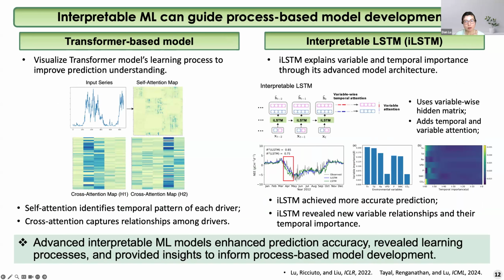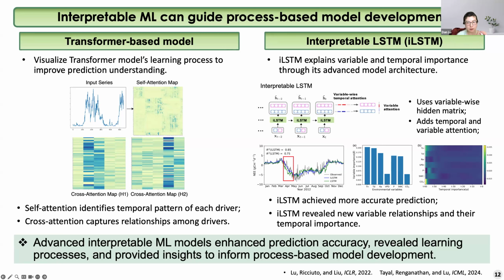As we know, Earth systems are inherently dynamic, and the drivers have a memory effect on the response predictions over time. To better capture this complexity, we go beyond assessing the variable importance to also investigate their temporal importance in the system predictions. To achieve this, we applied a range of interpretable machine learning approaches. In the attention-based transformer models, as shown in the left column, self-attention mechanisms identify the temporal patterns within each driver, while the cross-attention mechanisms capture the relationships among the drivers.